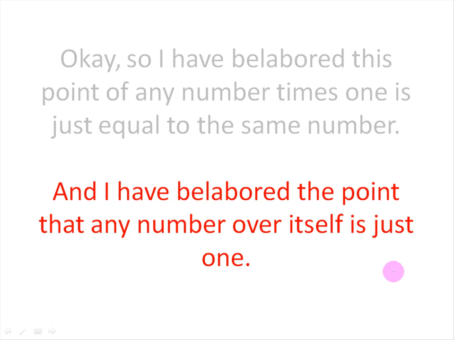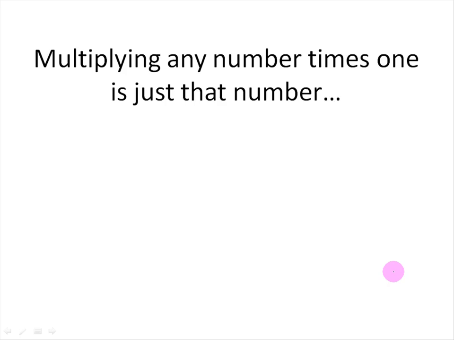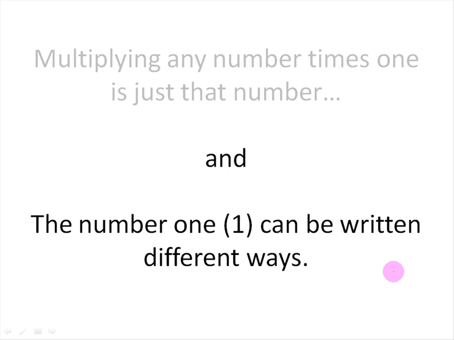Okay, so I've belabored this point of any number times 1 being equal to the same number, and I have belabored the point that any number over itself is just 1. If you're not fully able to wrap your brain around these points, watch the rest of this video. Then you might need to watch the first part again before you try the self-test at the end of this video. A quick review. Multiplying any number times 1 is just that number. And the number 1 can be written in different ways.